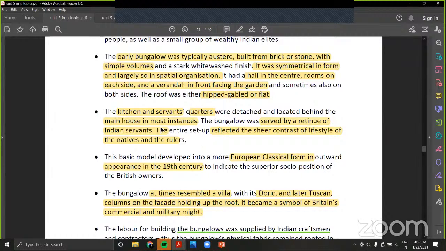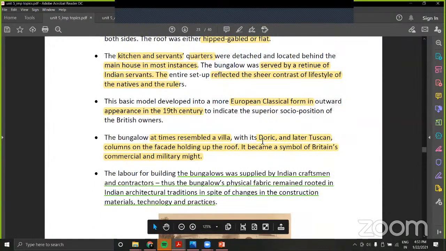So this basic development into a European classical form in the outward appearance in the 19th century indicated the superior social position of the British owners. So the bungalow at times resembled a villa. First, the bungalows were of the Doric order, and later it became Tuscan columns, as we said. Doric columns have more detailing, and Tuscan columns have less detailing compared to the Doric columns. So it became a symbol of Britain's commercial and military might.